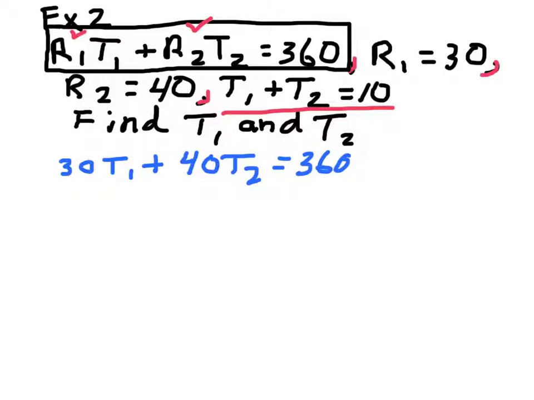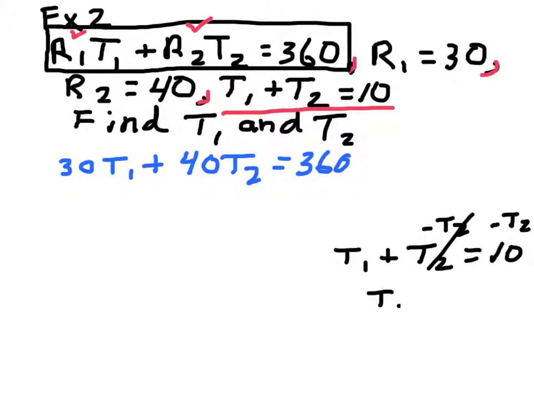Now, I still have an equation that has two different variables, T1 and T2. So what I'll do is take that T1 plus T2 equals 10, and solve it for one or the other. And you know what? It doesn't matter what I solve for. I could solve it for T1, I could solve it for T2. I'm going to solve it for T1. So they're adding T2, so I'm going to subtract T2. These cancel, so T1 is equal to 10 minus T2. Now I'm going to take that, which is what T1 is equal to, and substitute it in right there.